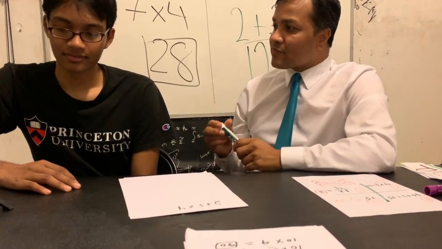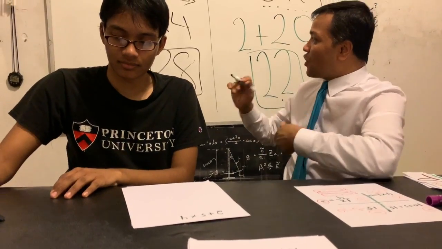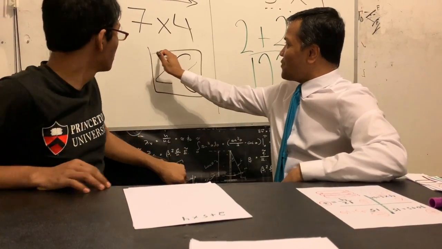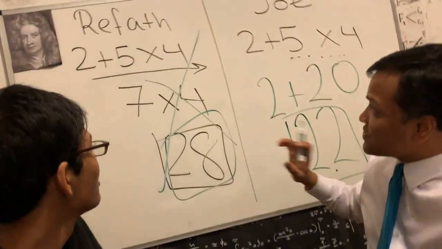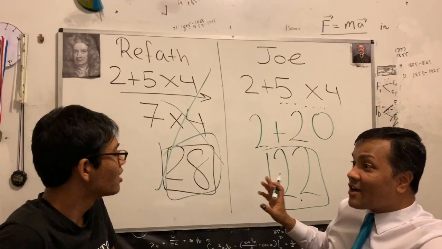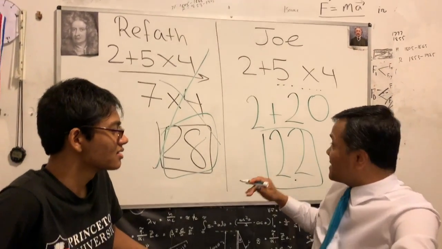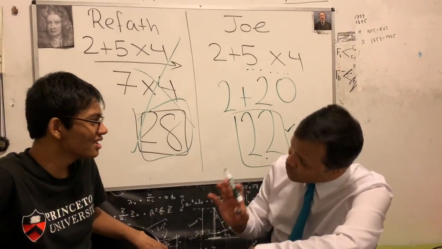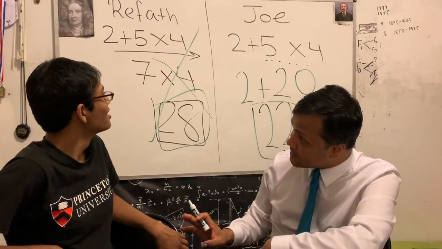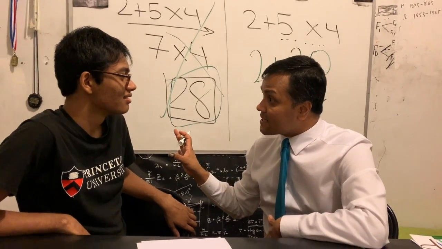Now, as you know, you were wrong, Rifat. This is not 28. What's wrong? Because you had no understanding of order of operations. But Joe is right. Joe is smarter than me. No, Joe is not smarter than you.